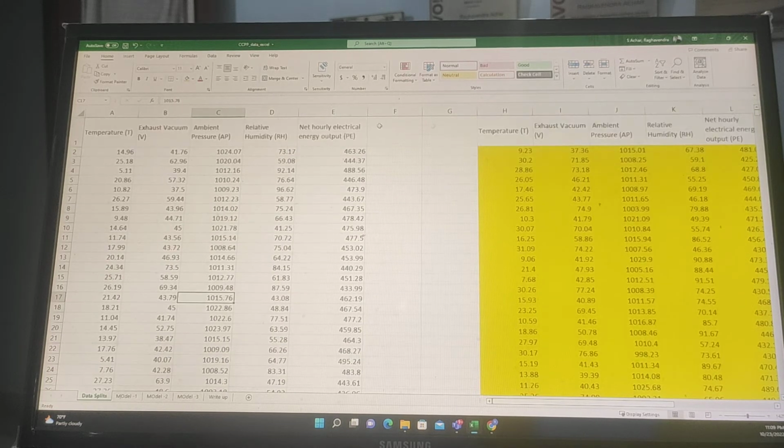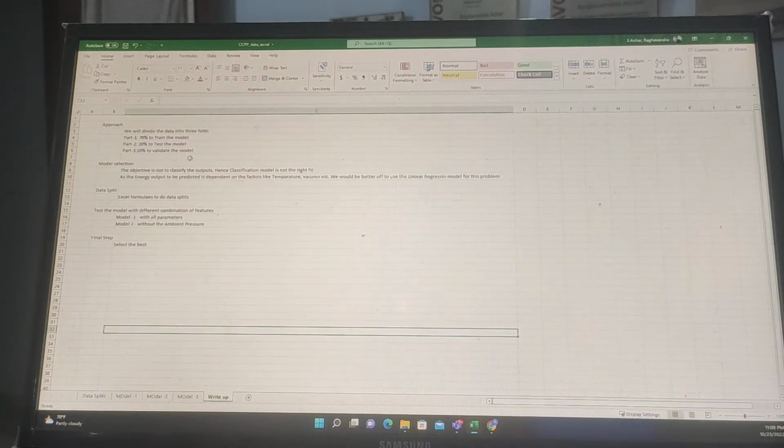So this is the first validation of the data. That's the first step that I wanted to do: make sure that there is the same amount of data. I know that there were about 9,500 records. Then I did a high level documentation of the approach of what I wanted to do.